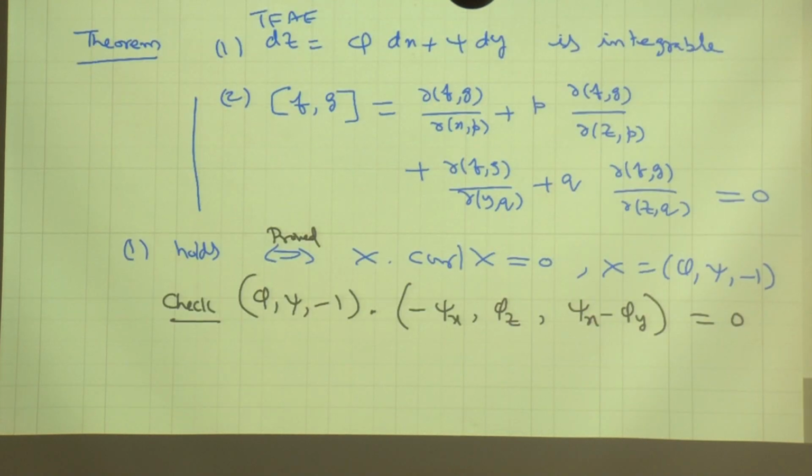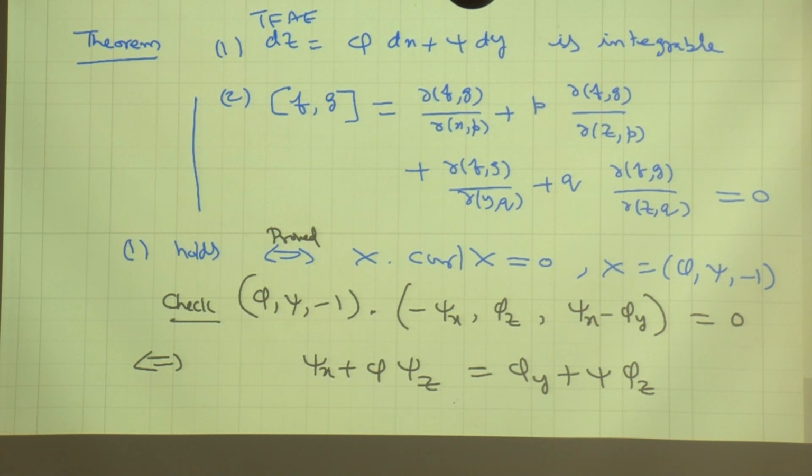Now nothing is lost, right? Everything is if and only if. One is true if and only if x dot curl x is 0, which is nothing but this. Equivalent statements, so that is if and only if. Just expand and rewrite: psi x plus phi psi z is equal to phi y plus psi phi z.